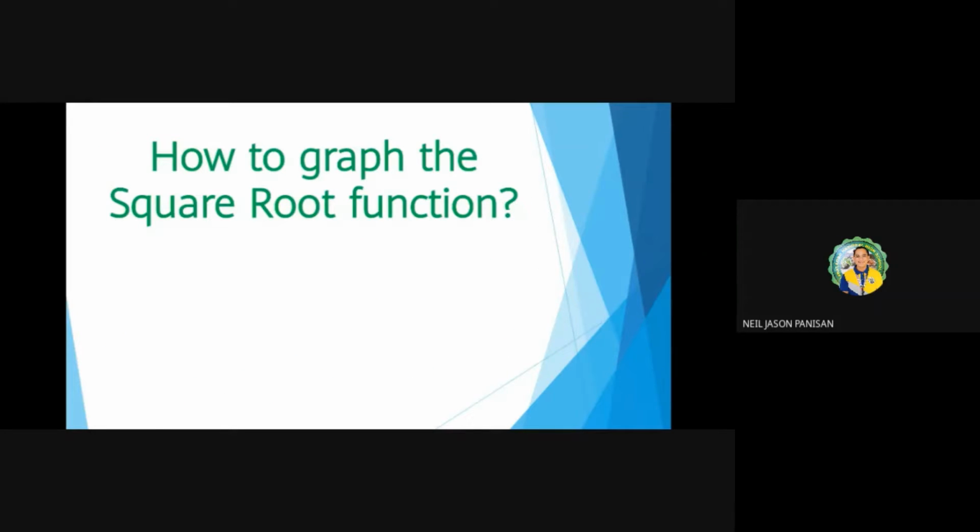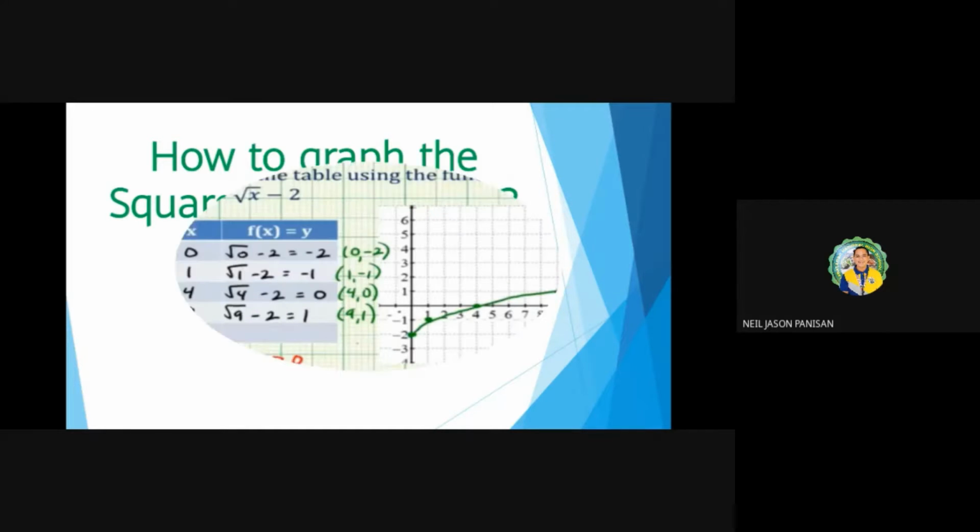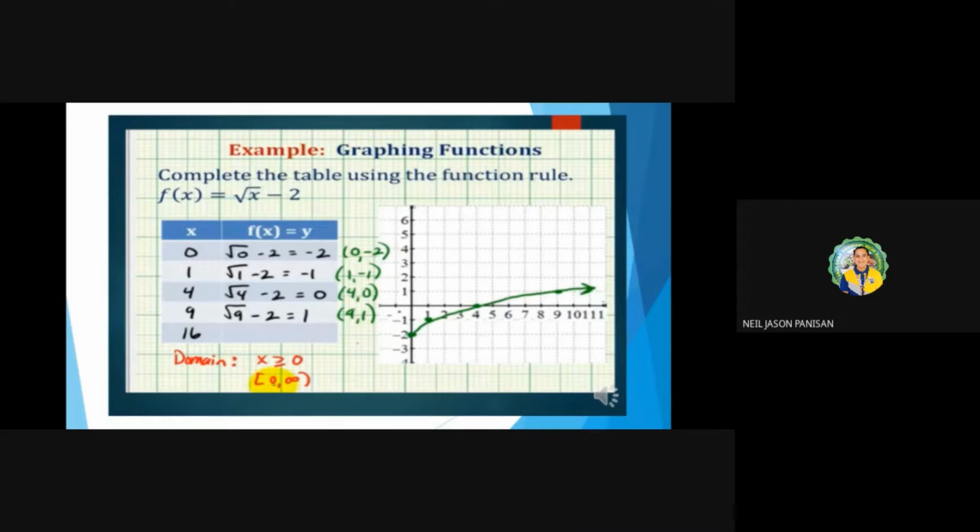Right. So how to graph the square root function? So how do we graph? Complete the table using the function rule. That is what we use first. So if we know how to plug numbers into our equation f of x is equal to y, meaning if we plug in the values of x or our domain for f of x is equal to y, we can now have the different points on the graph.